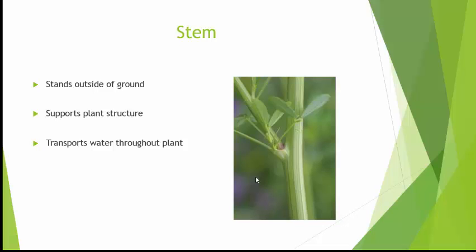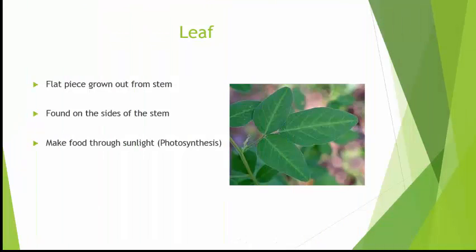A description of the stem would be strong, thick possibly, the center of the plant. That is the stem. The next part is the leaves. The leaves are above the ground with the stem, but they are attached to the stem. They stick off on either the main stem or on separate branches, as you see in this picture here.